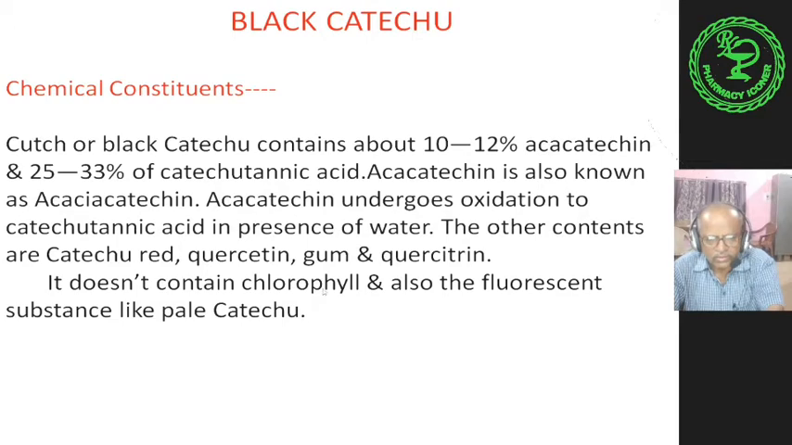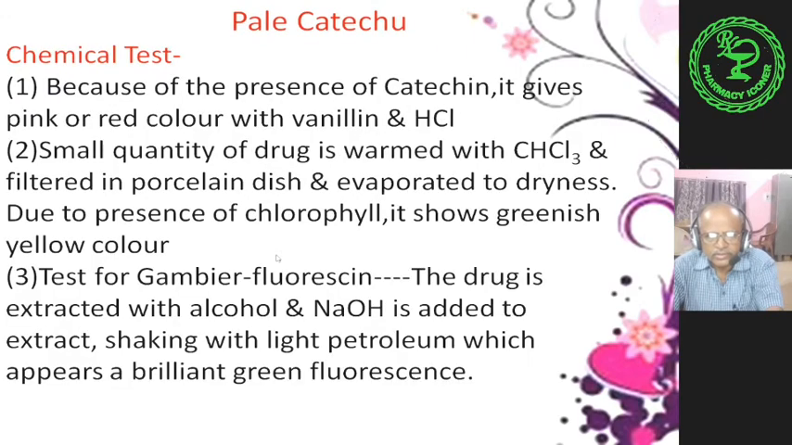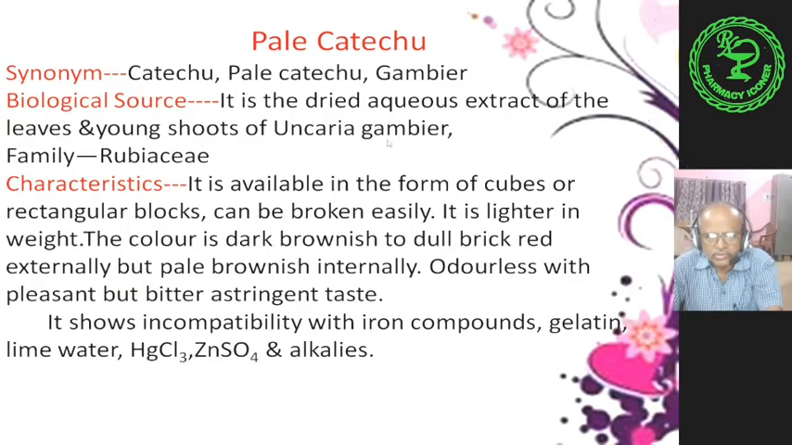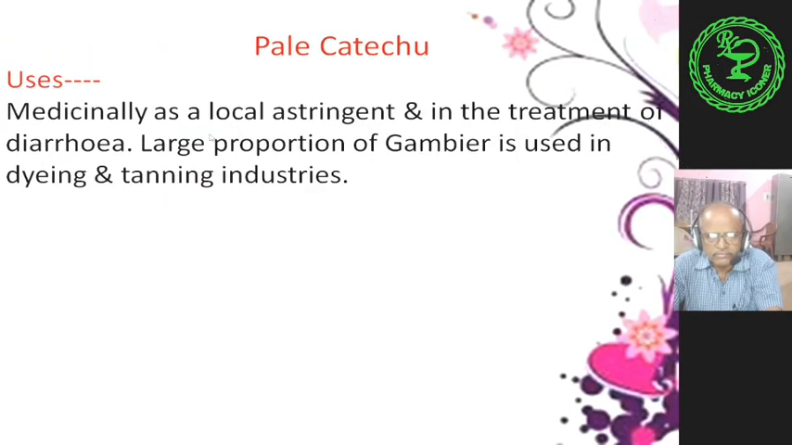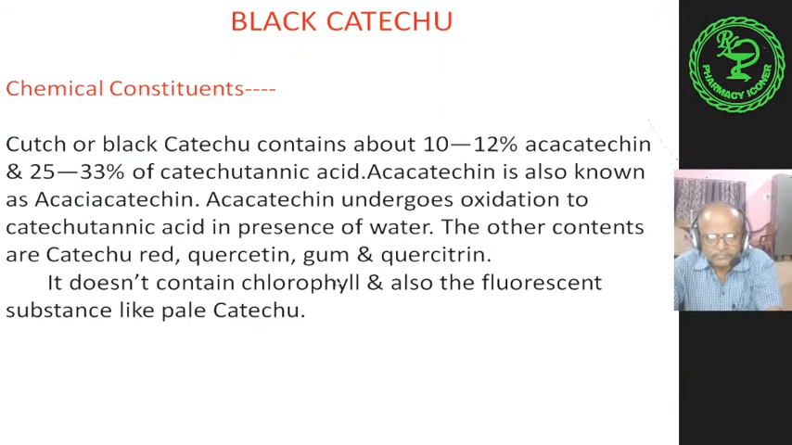It doesn't contain chlorophyll, because you have seen that pale catechu is the aqueous extract of the leaves and young shoots. That is why chlorophyll is present there. But in the case of black catechu, it is a dried aqueous extract prepared from the heartwood. That is why it does not contain chlorophyll, and also the fluorescent substance like pale catechu. This is the most important difference between pale catechu and black catechu.